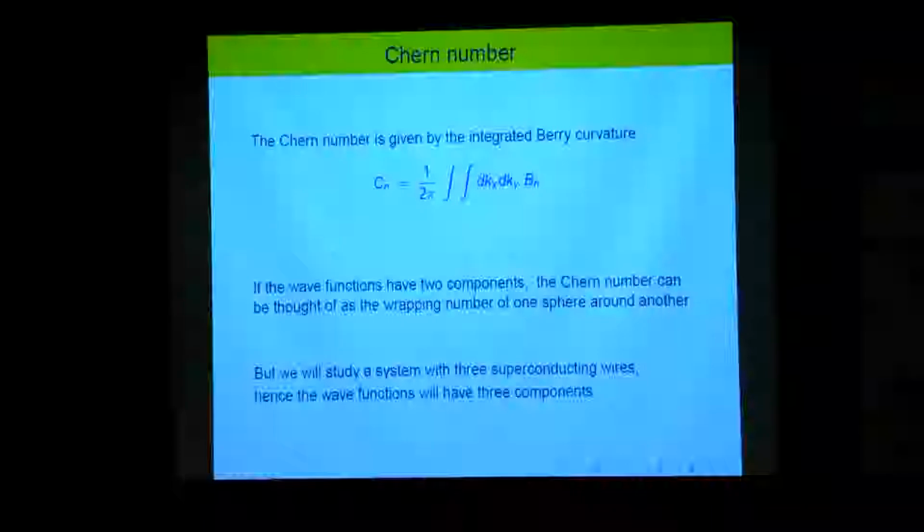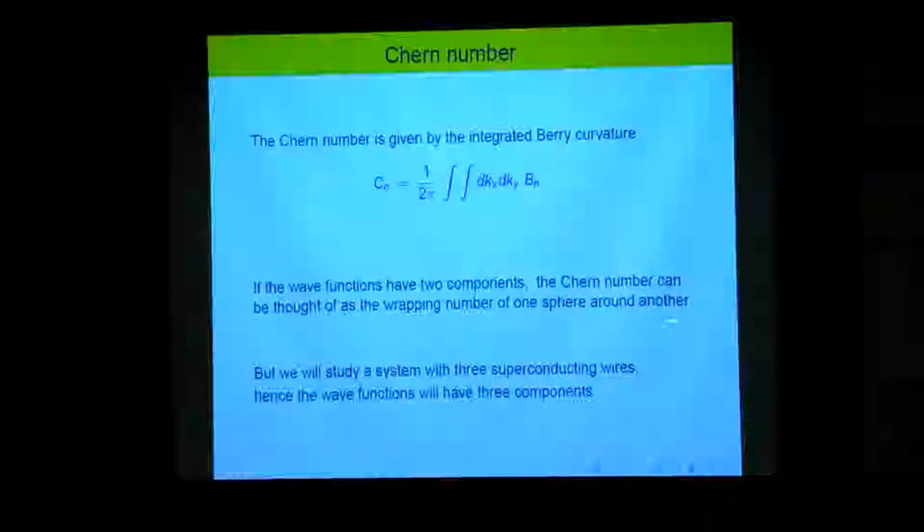So it turns out that if these wave functions were two component objects, any two component object you can actually map to a point on a sphere. You can write a two component object, the upper component has some cosine theta by 2, the lower component has sine theta by 2 e to the i phi, and then map it to a point on the sphere labeled by the polar angles theta and phi. So in that case, this Chern number really is the wrapping number of the sphere of kx, ky suitably compactified to the sphere of the wave function.